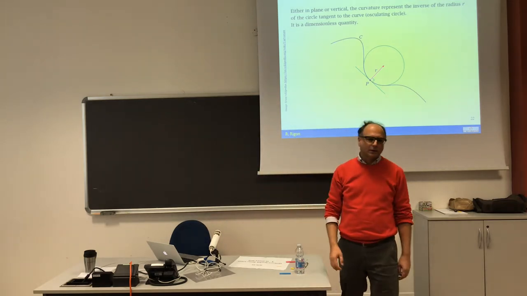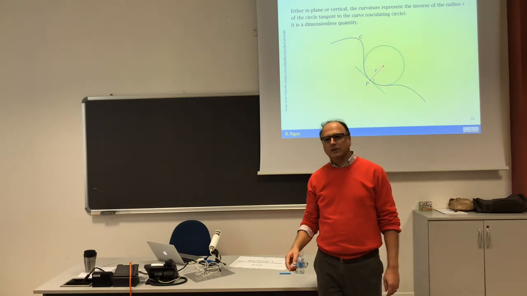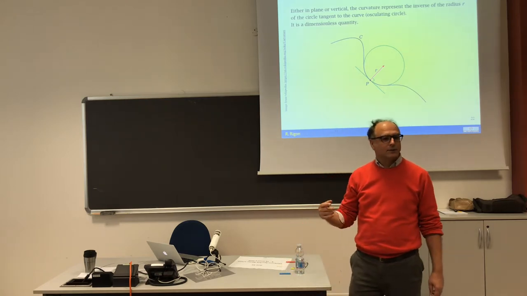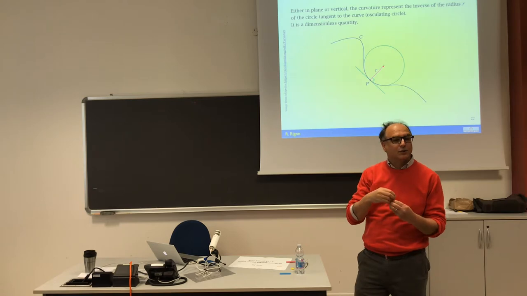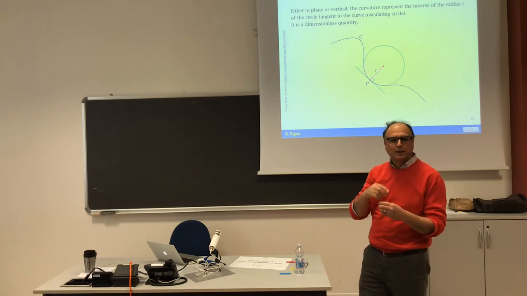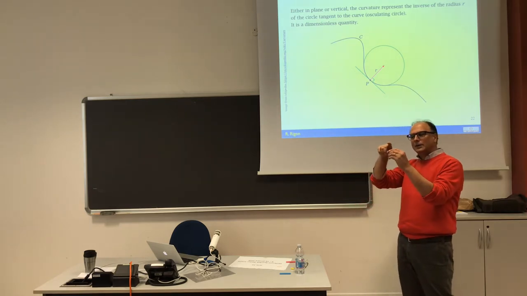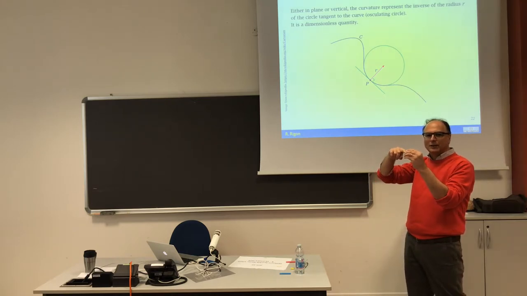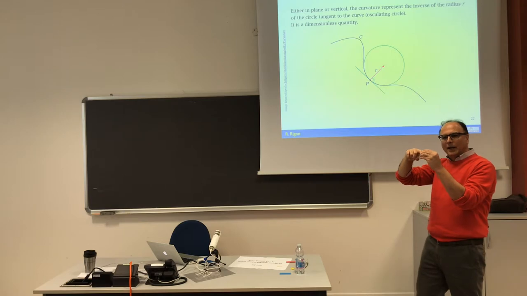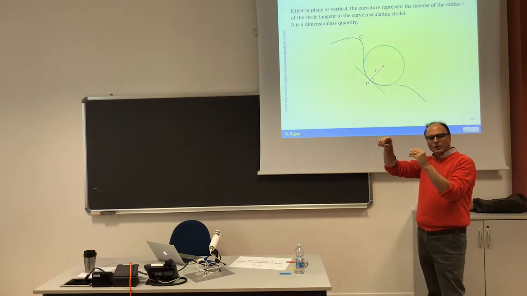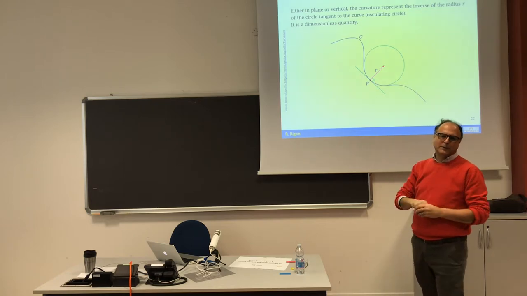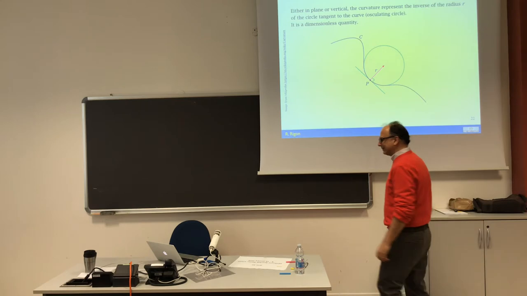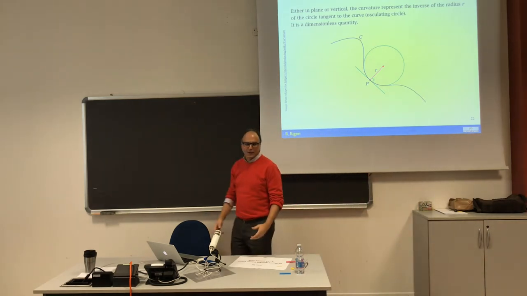If we take a curve, we trace the osculating arc, the circle tangent to that point. Say we take the curve, draw the circle which is tangent to that curve at that point, and we trace the radius of the osculating circle. The inverse of the radius is the curvature. Very nice.